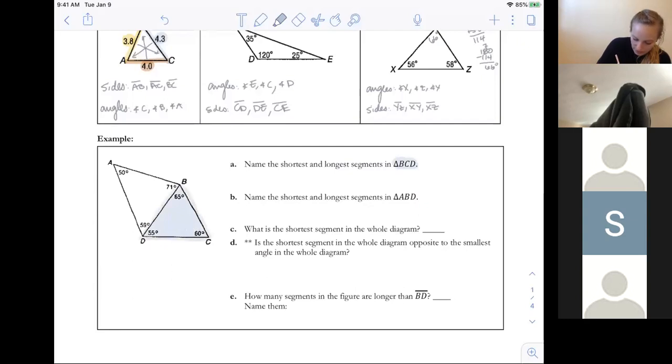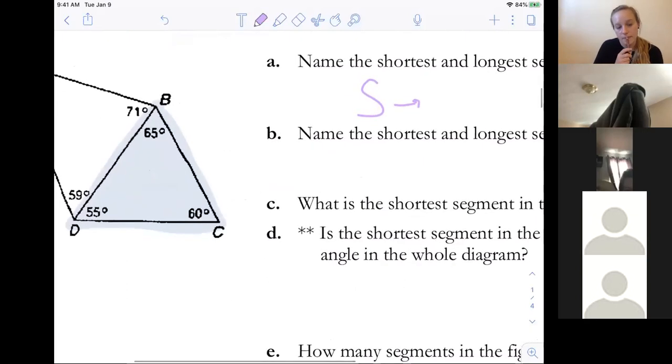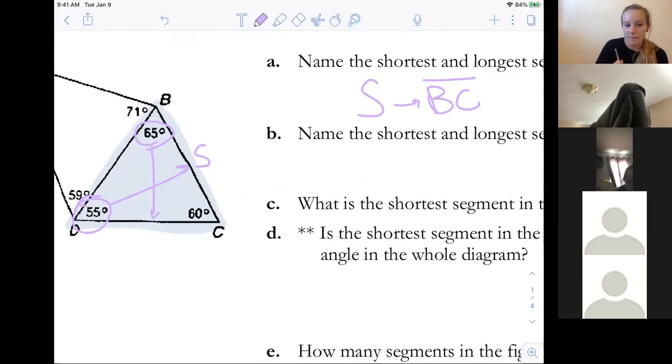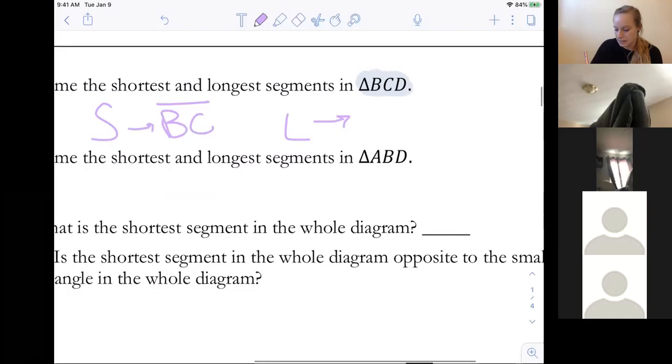Think about it for a second. If you haven't spoken, you can volunteer. Shortest, longest. Anyone want to volunteer for the shortest side? Is the shortest line BC and the longest line DC? Very good, Abby. We have our smallest angle, which is across from the smallest side, which means BC is my smallest side. And then my biggest angle is across from my biggest side. So that means DC is my biggest side.